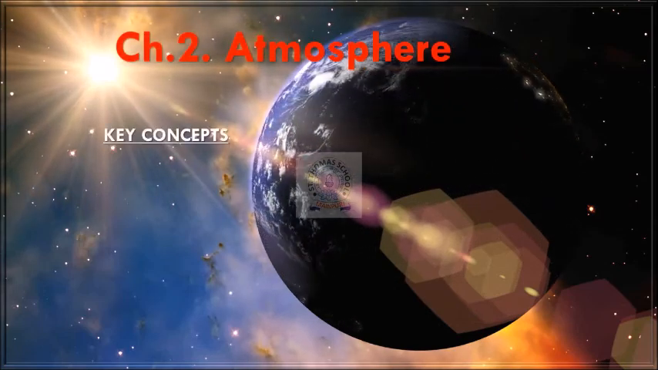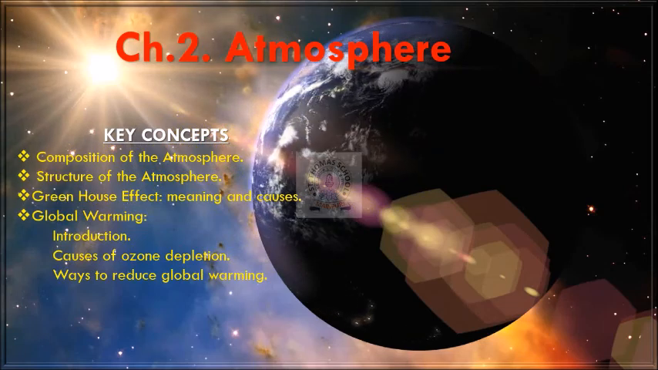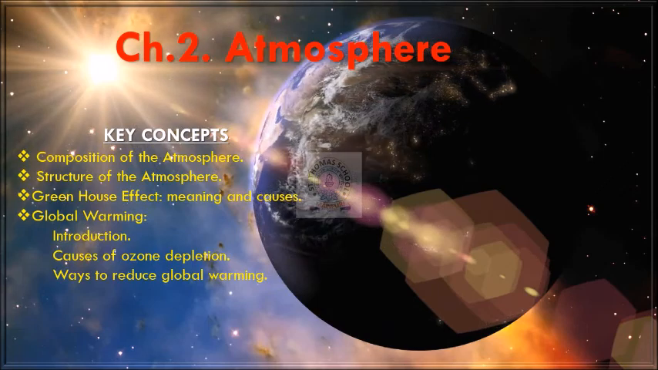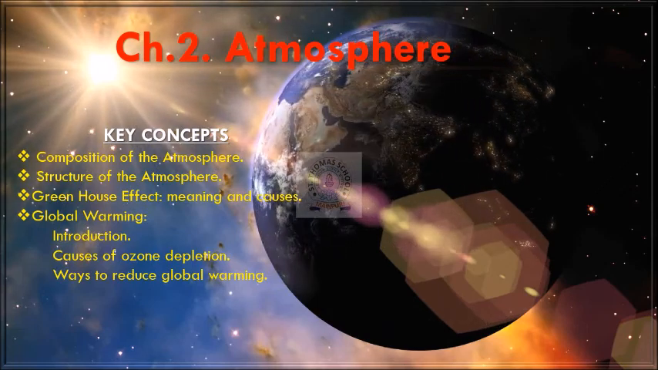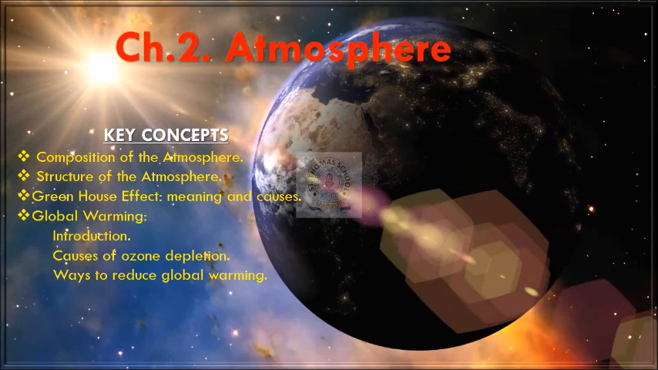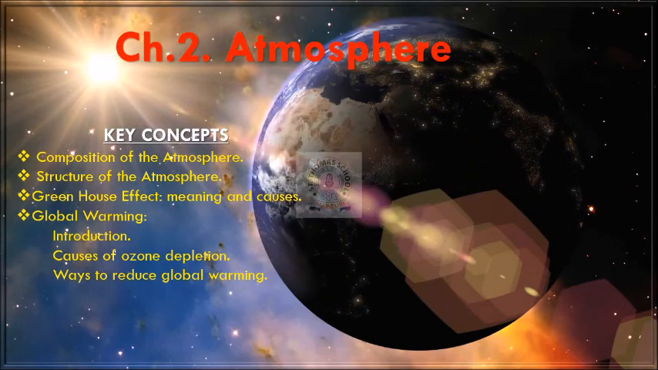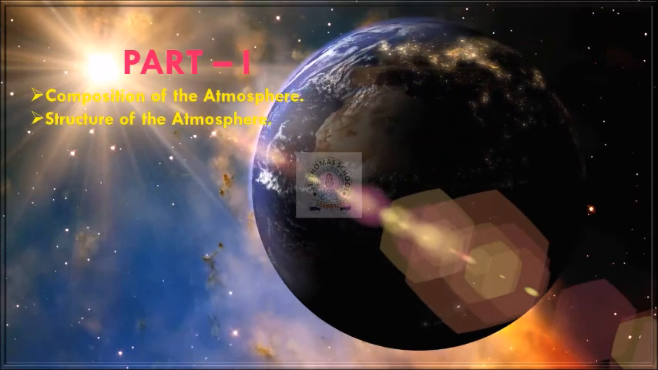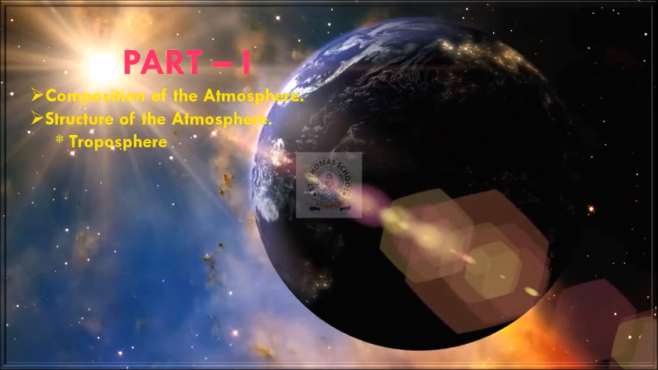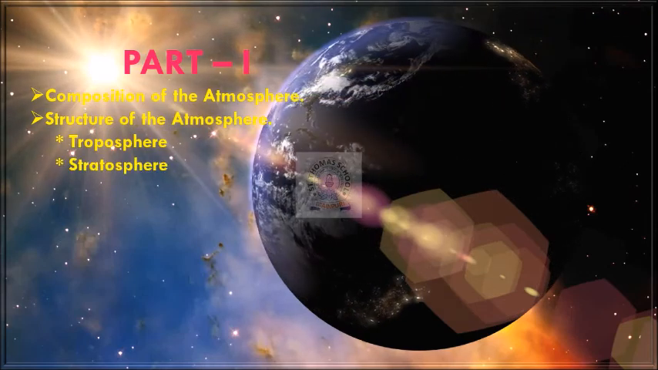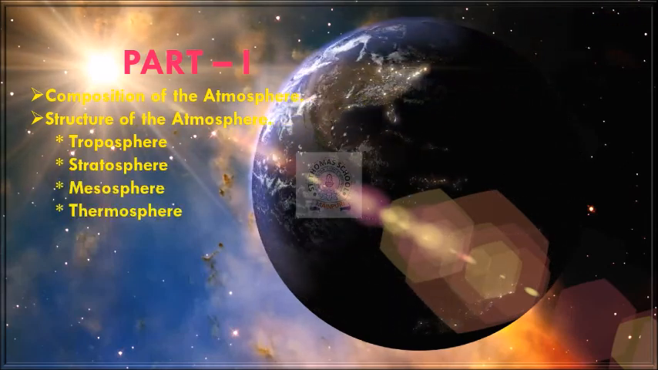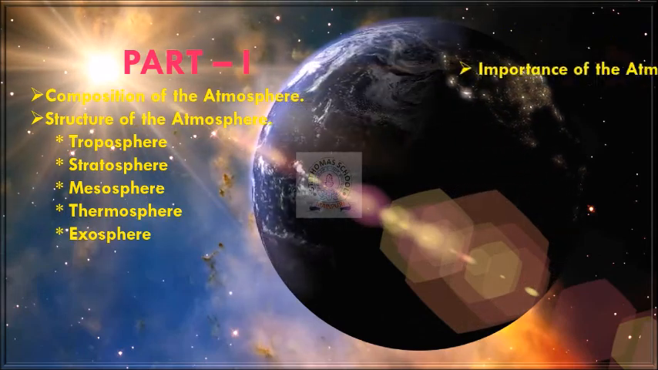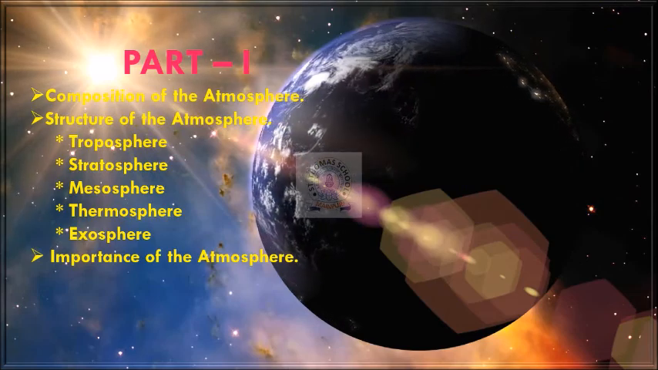In this lesson we will be learning about the composition of the atmosphere, structure of the atmosphere, greenhouse effect, global warming. This lesson is being divided into two parts, and in the first part let's learn about the composition of the atmosphere, structure of the atmosphere. They are troposphere, stratosphere, mesosphere, thermosphere and exosphere. And the topic, importance of the atmosphere.